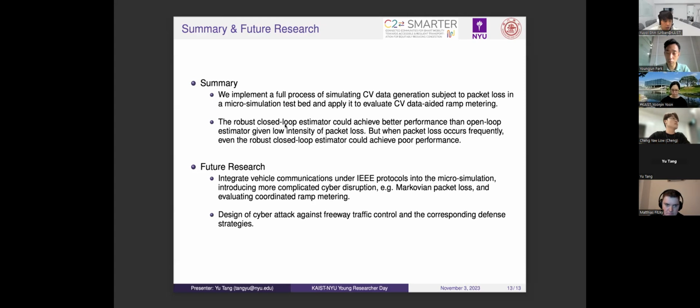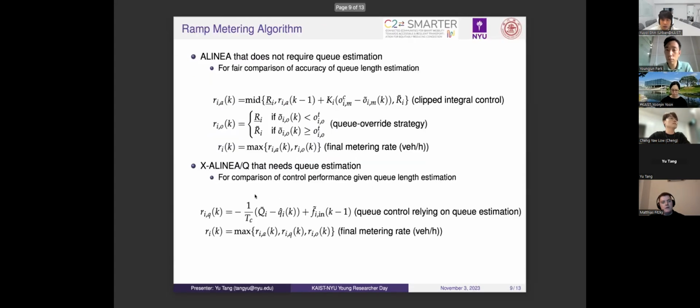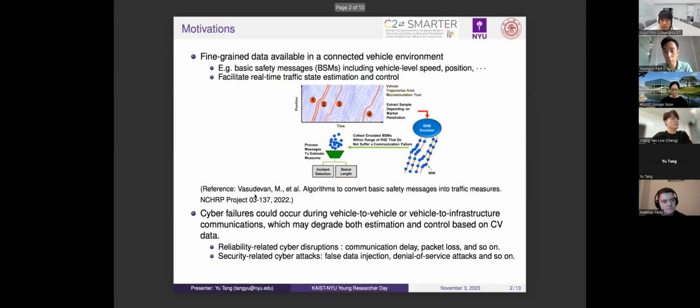Okay, let's go back to the first slide. Here we classify the cyber failures into 2 categories, and the cyber disruptions are caused by reliability problems. So it's not issued by hacks. It arises from the poor performance of the communication systems, such as communication delay and packet loss.